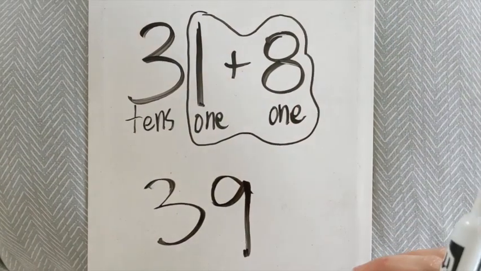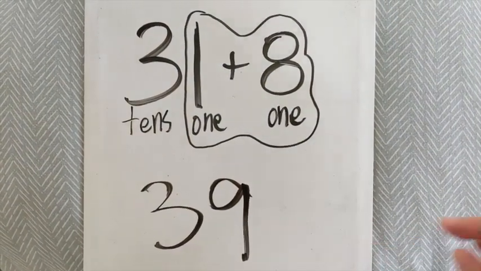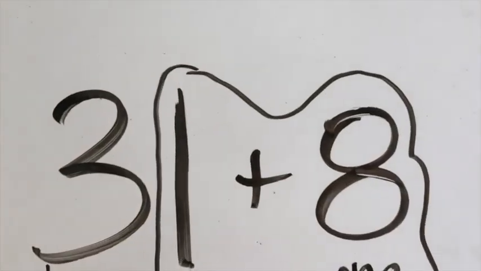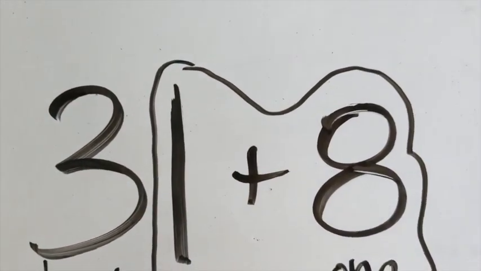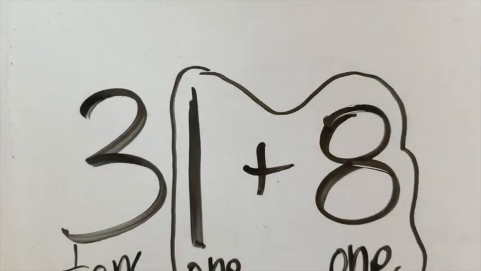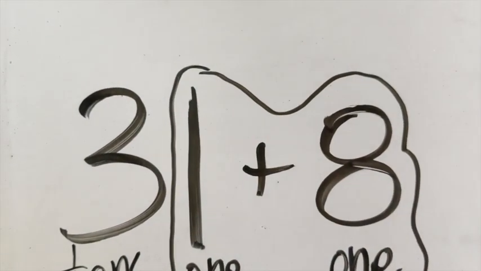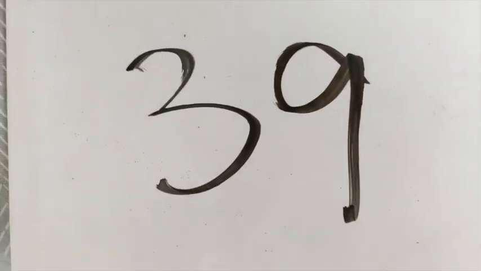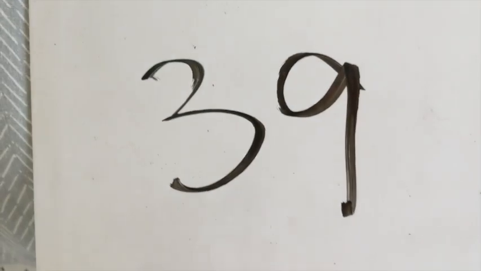Now I'm writing everything down, but I want you to try to do this mental addition in your head. So you would just see 31 plus 8, and you would see in your head the ones place. And in your head you would say 9, and just put that 3 back together. And in your head you should say 39.